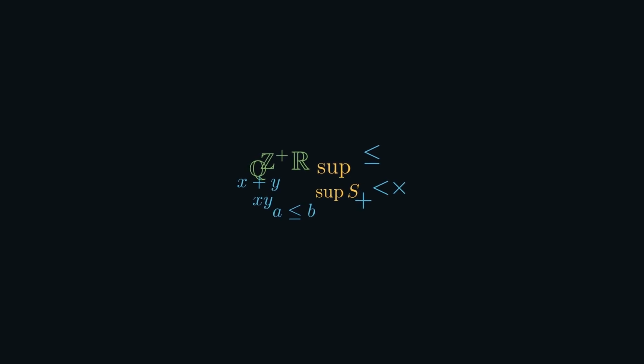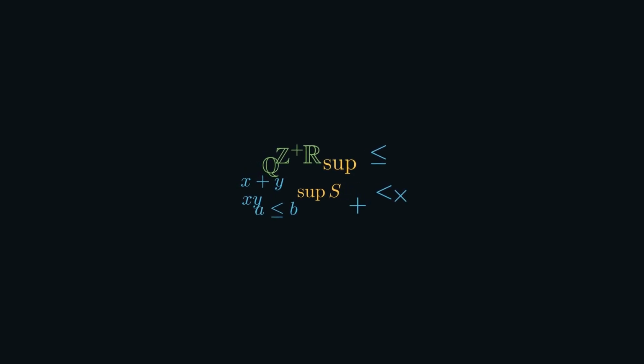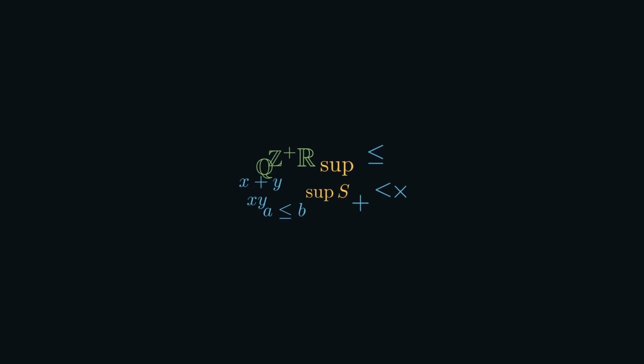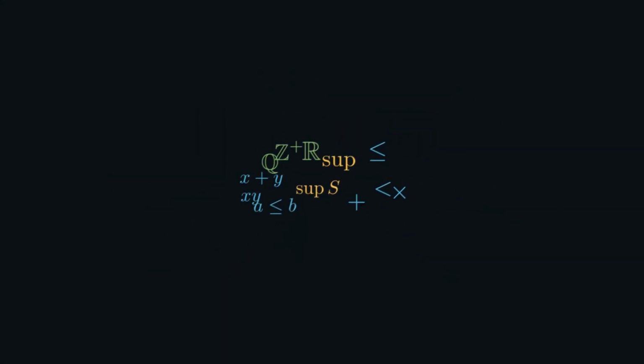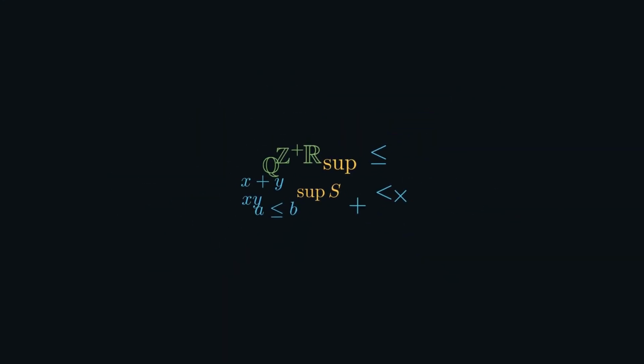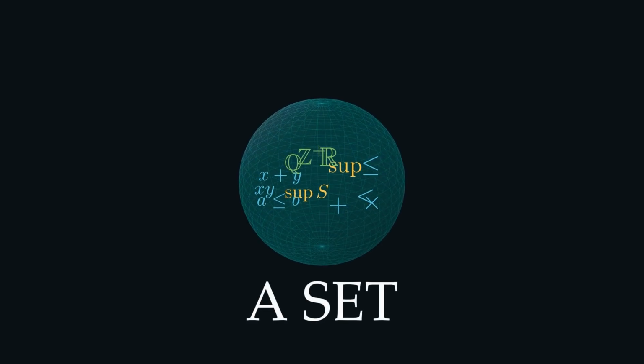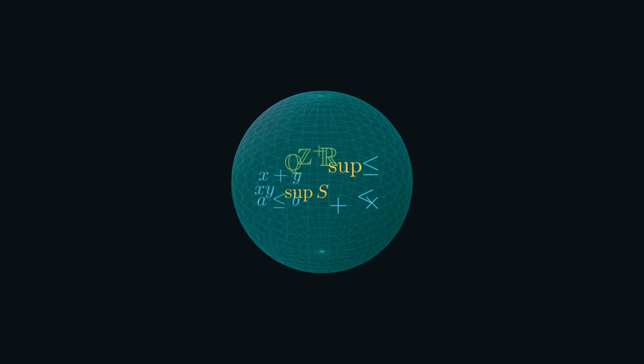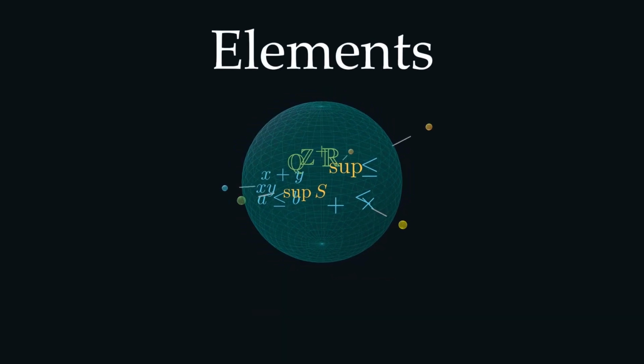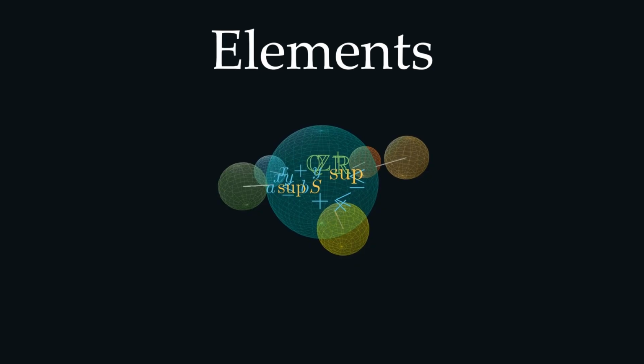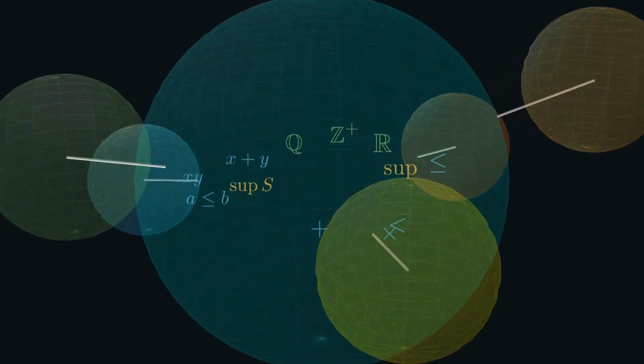A set is a collection of objects viewed as a single entity. That's all it is. I have some objects. I decide to look at them together as one thing. That collection is a set. The objects inside the collection are called elements or members. They belong to the set. The set contains them.